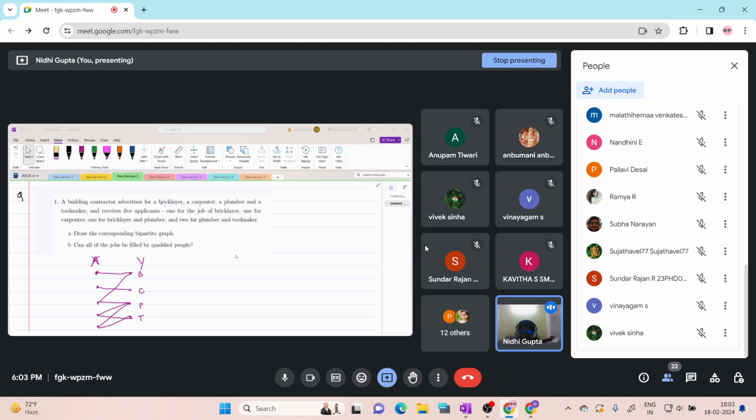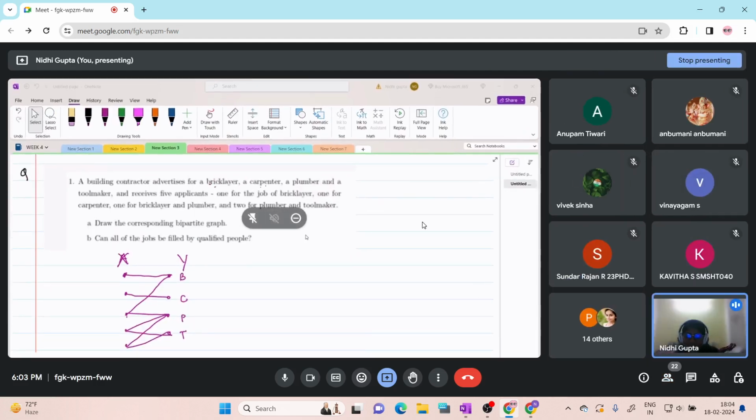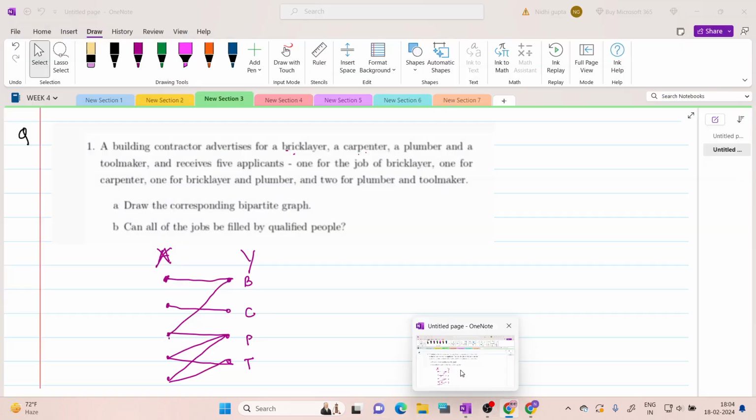So does this graph have a matching that saturates Y? Yes, ma'am. Okay, so there's one answer that is yes. Others, what do you think? First of all, does everyone understand the question? If there's a doubt in the question, please ask. And if you have understood, then tell if this bipartite graph has a matching that saturates Y.